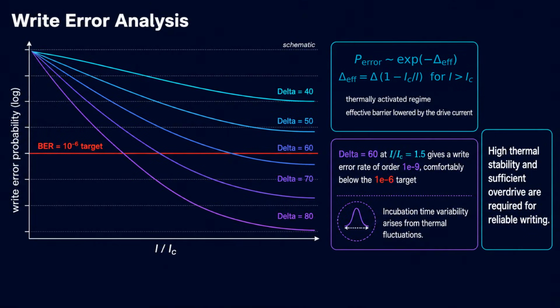Write error probability in STT-MRAM follows a thermal activation model. Error probability decreases exponentially with effective thermal stability, which depends on both delta and the overdrive ratio. To achieve bit error rates below 10 to the -6, high thermal stability around 60, and sufficient current overdrive around 1.5 are required. This places constraints on both device design and driving circuits.